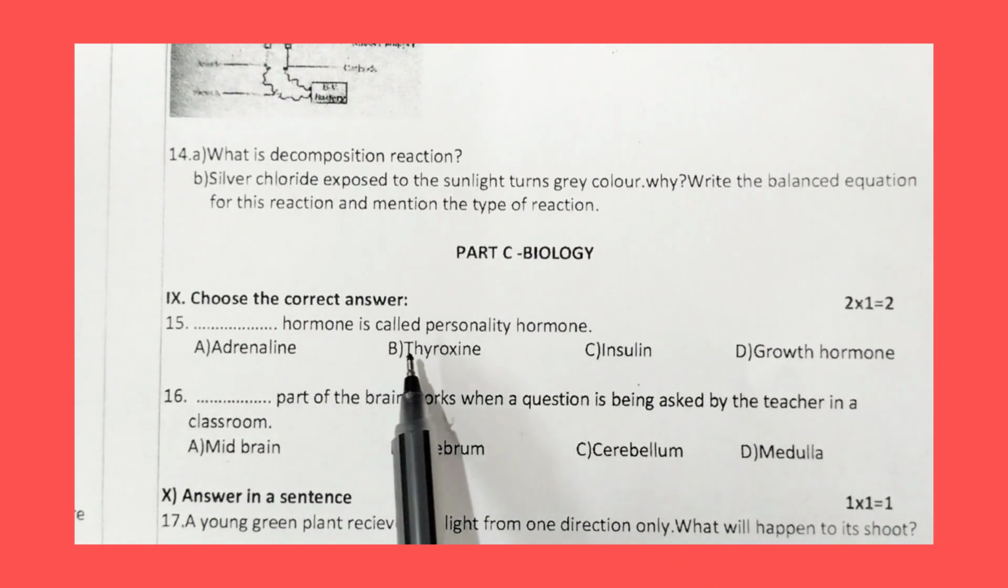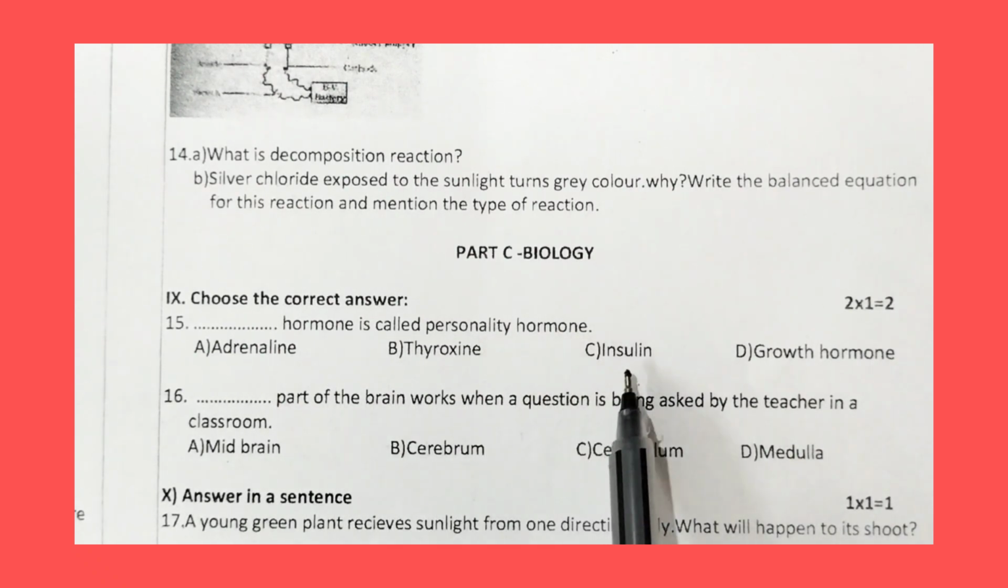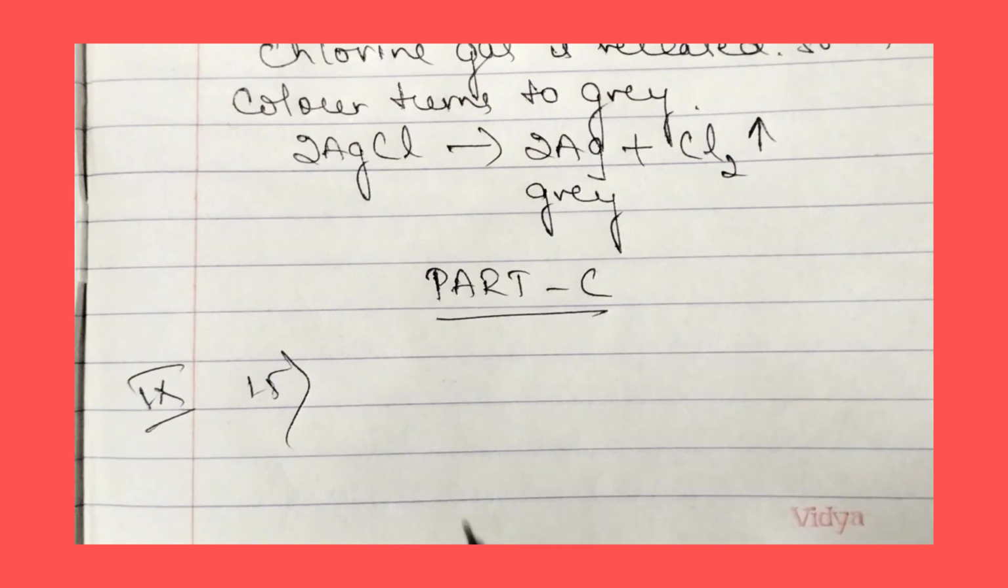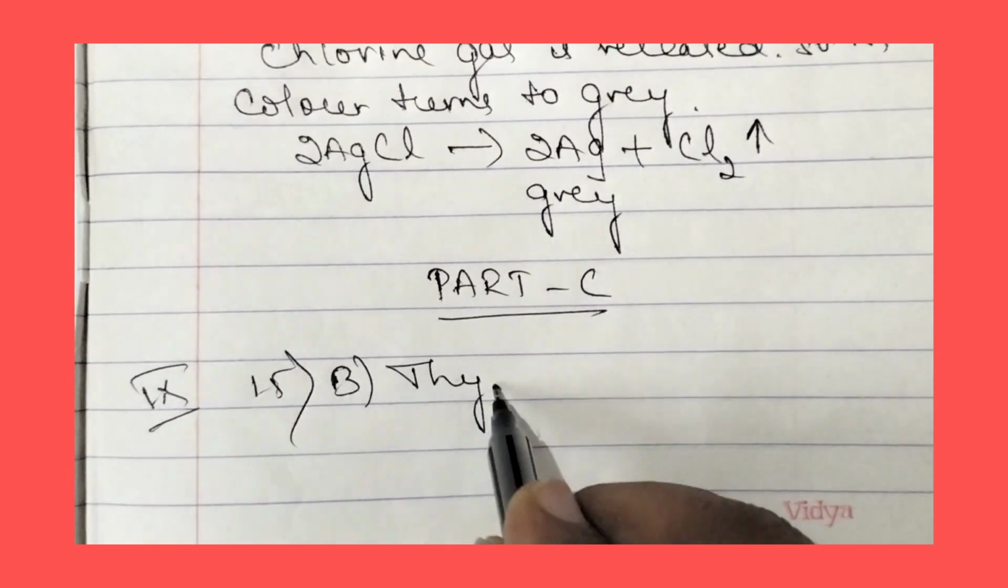Dash hormone is called personality hormone. Adrenaline, thyroxine, insulin, growth hormone. So thyroxine is called the personality hormone. So for this question, the 15th one, option B, that is thyroxine, is the right answer.